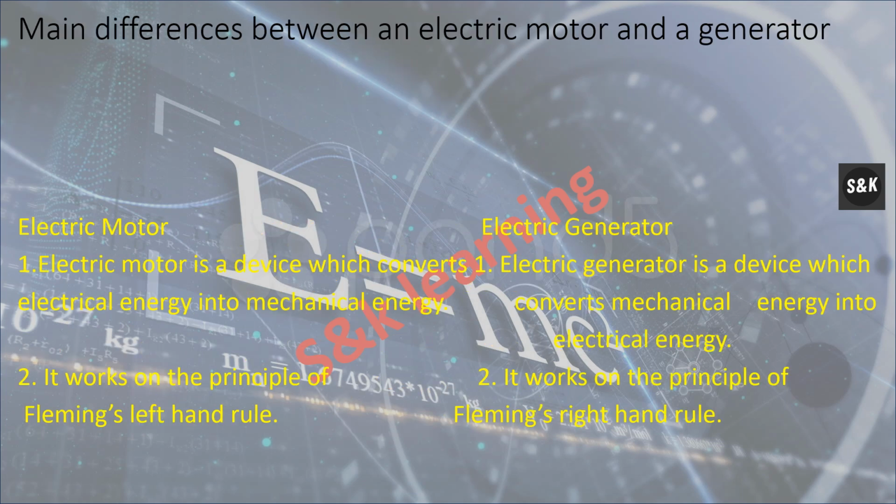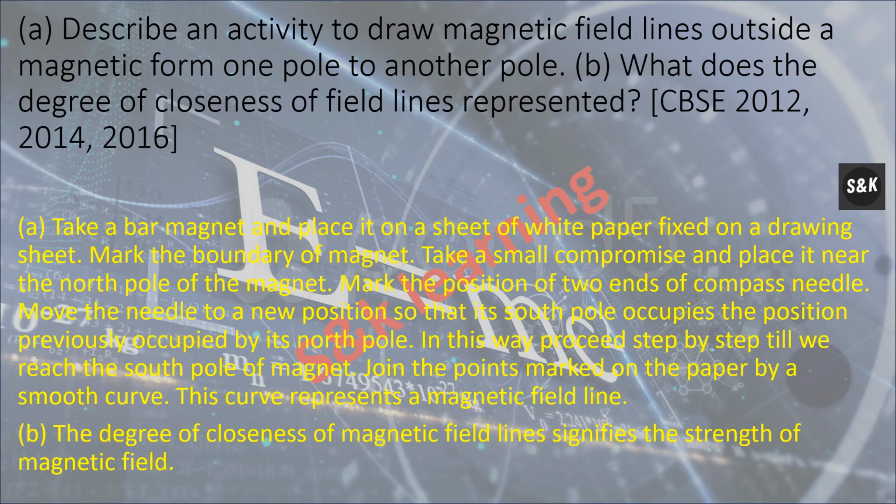Main difference between an electric motor and a generator. An electric motor is a device which converts electrical energy into mechanical energy. An electric generator is a device which converts mechanical energy into electrical energy. It works on the principle of Fleming's left-hand rule.